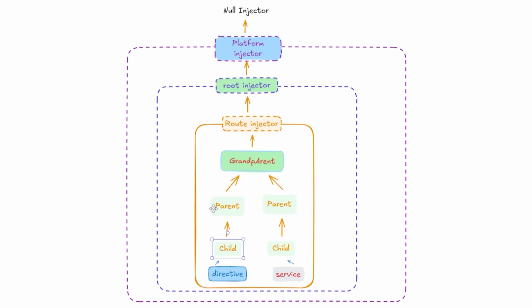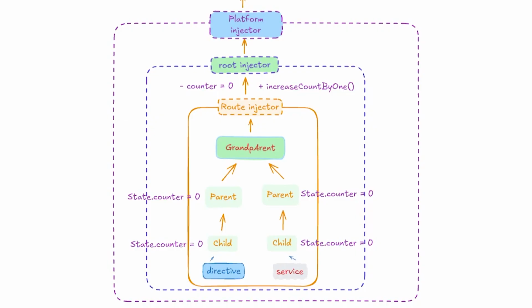If it doesn't find the provider in there, it moves up to the child component's injector. Then it goes to the parent component, then the grandparent component, and so on until it reaches the top of the element injector tree. Then it continues into the environment injectors. First will be the route injector, then the root environment injector and the platform injector. And if the dependency still isn't found, Angular will finally reach the null injector, which will throw an error. This process of walking from the lowest descendant up the injector tree has a special name in Angular, and it's called dependency resolution.